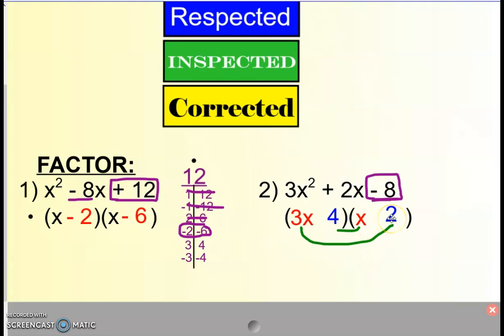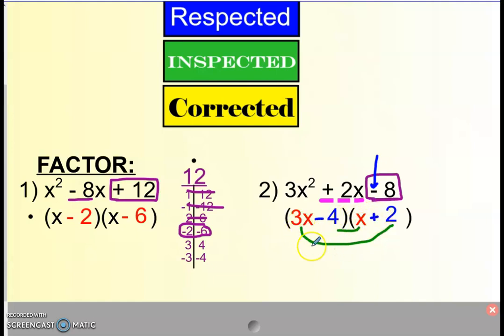3x times 2 is 6x. 4 times x is 4x. 6x and 4x, I can get 2x. And remember, our goal is we want to get this number right there, 2x. So now all I have to do is play with the signs of those numbers. I know I need a negative. So the signs are different, and I feel that I want to put the negative here and the positive here.